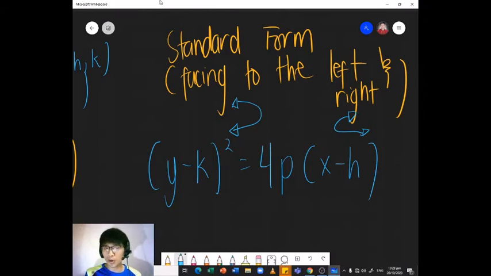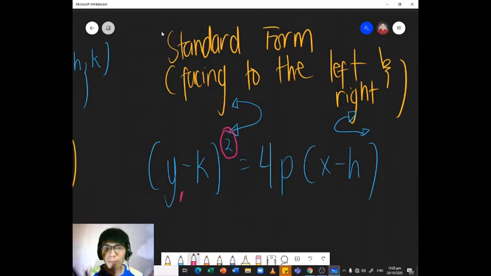So how are you going to identify if your parabola is facing to the left or right? Simply, your y here is being squared. As you can observe, your y variable is raised to the power of 2, while your x variable is not raised to the power of 2. If that happens, your parabola is facing either to the left or to the right. Ladies and gentlemen, you have to remember that one.